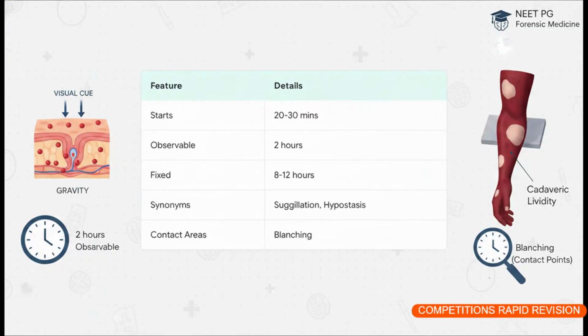And please pay close attention to the synonyms here. You have to instantly recognize terms like sugillation, cadaveric lividity, and hypostasis in your MCQ options. Also, note that contact areas show blanching because the capillary compression actually prevents blood from pooling there. Forensic teams use this exact blanching pattern to figure out if a body was moved after death. These points literally are direct MCQs, so lock them in.